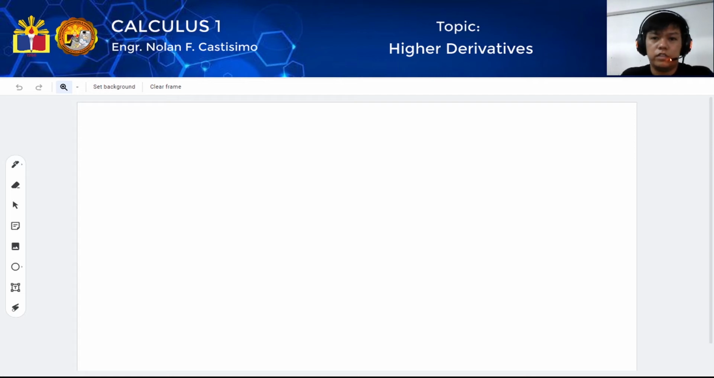Okay, so start na tayo ng discussion natin. So ang topic natin ngayon sa Calculus 1 is yung higher derivatives. Itong higher derivatives, ma-apply pa rin natin dito yung mga derivatives of sum, difference, power formula, chain rule, and the derivatives of product and quotient na na-discuss natin previously under ng algebraic functions. So start tayo. Examples.